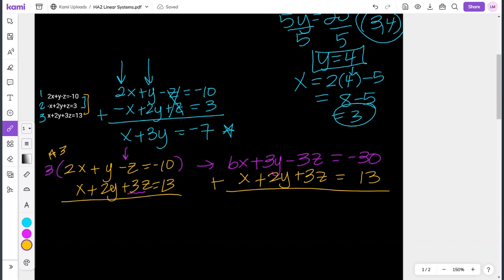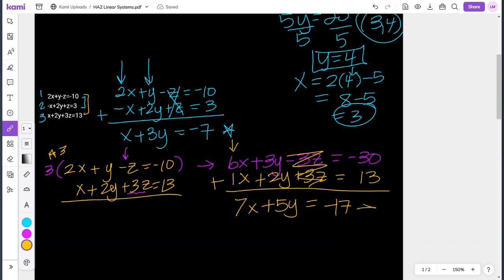All right, so we're going to add these now because my z's are going to add to be 0. So I have 7x plus 5y equals negative 17, sorry. Okay, so z's were gone. We added straight down the column. So again, you're adding the coefficients, the numbers that are in front of x. So 6 plus 1 is 7, 3 plus 2 is 5, and then z's are gone.